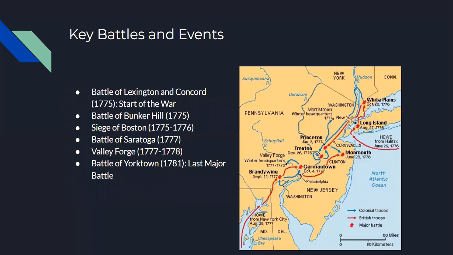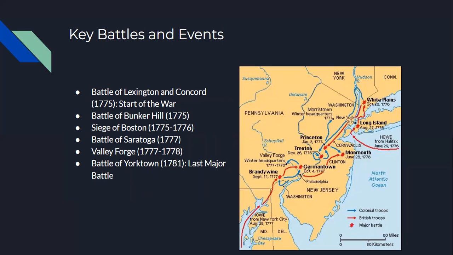Some of the key battles and events that occurred during the Revolutionary War, of course, included the Battle of Lexington and Concord, the Battle of Bunker Hill, the Siege of Boston, the Battle of Saratoga, Valley Forge, where George Washington's army was forced to shelter through a brutal winter near Philadelphia, if my geography is not mistaken, and also the Battle of Yorktown, which was the last.